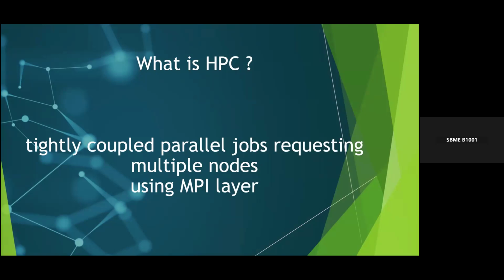So right now we are coming to a section where we will talk about why to use HPC and what the benefits are. The definition of HPC, high performance computing, is well established and basically means tightly coupled parallel jobs communicating from one node to another, exchanging data, requesting multiple nodes, and using MPI. So my question is, who from the audience right now is an HPC user?